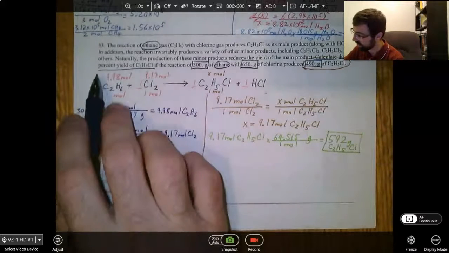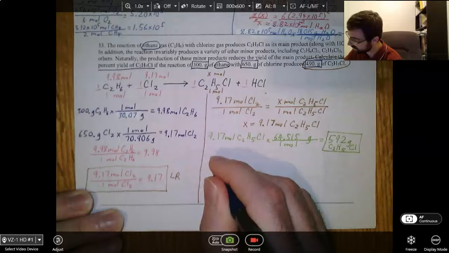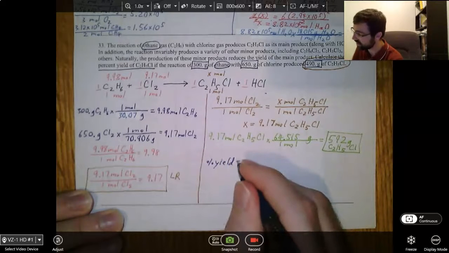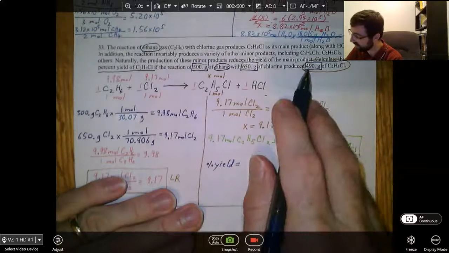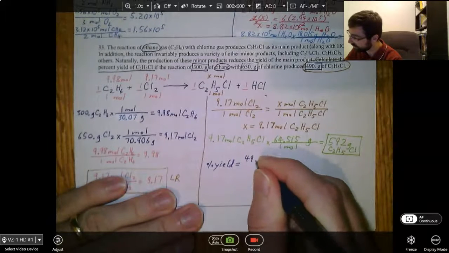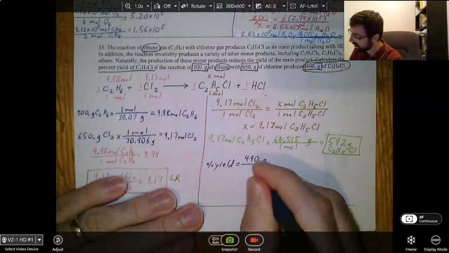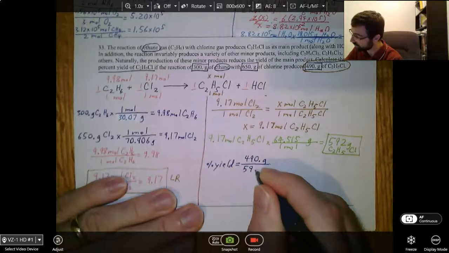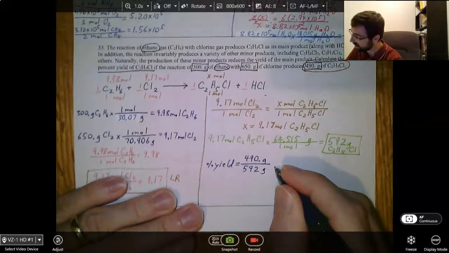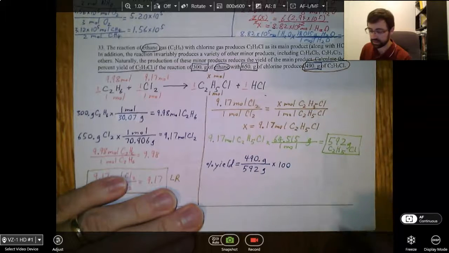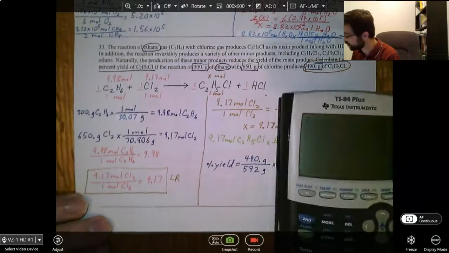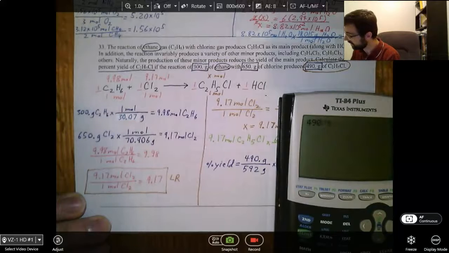I want the percent yield. Remember, percent yield is actual over theoretical times 100. So my actual is 490. My theoretical yield is 592. I need to multiply it by 100 to get the correct answer. So now let's figure out what this is. 490 over 592 times 100.